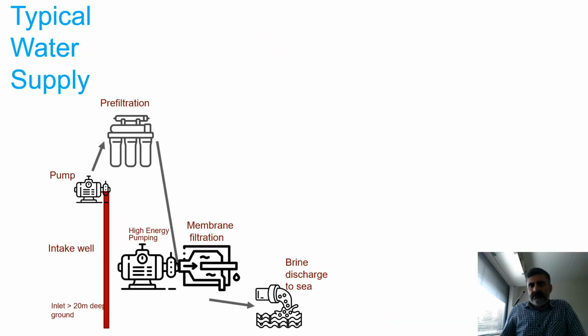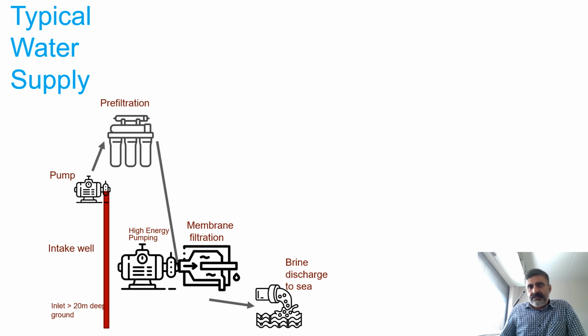Let us look at a schematic of the typical water supply of these islands. The salt water is pumped out of groundwater wells more than 20 meters deep, well below the freshwater level. While salinity is the same as the ocean, there is some level of quality control because the groundwater is filtered through soil layers.